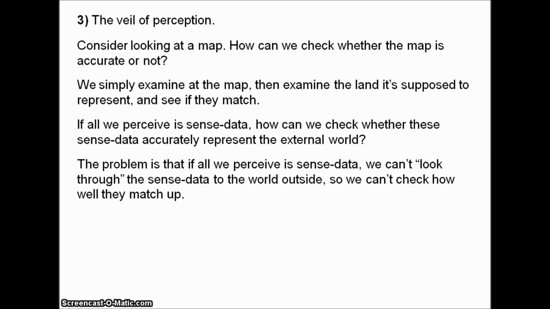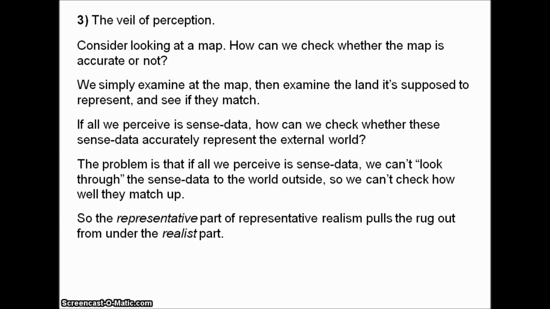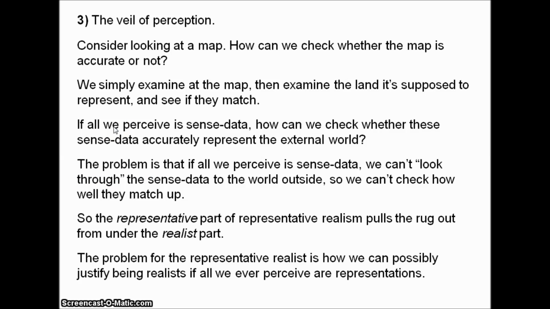If we imagine sense data as being like a map, we can never examine the land that the map is supposed to represent. So the trouble then is that the representative part of representative realism kind of pulls the rug out from under the realist part. The problem for the representative realist is how we can possibly justify being realists if all we ever perceive are representations. Now, how can we respond to this?